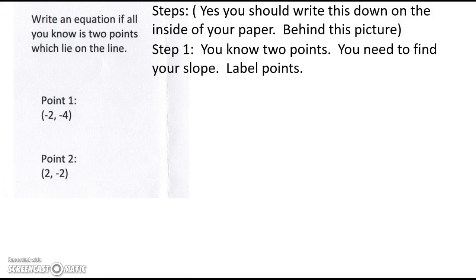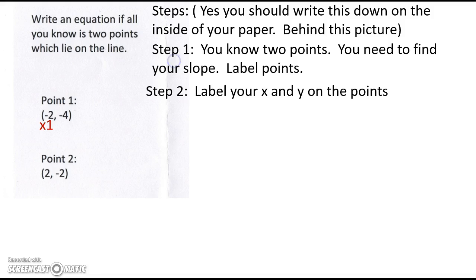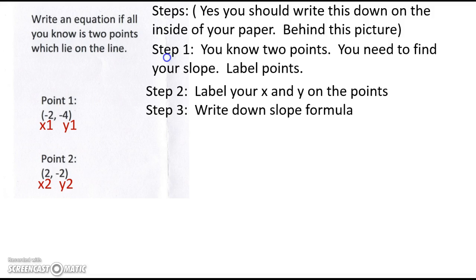Basically, you're going to be doing the same steps you've been doing in the other examples. You know your 2 points, find your slope, label your points. So x1, y1, x2, y2. Label your x and your y on your points. So write down step 1, write down step 2, label x1, y1, x2, y2.